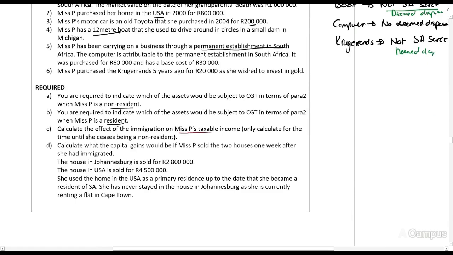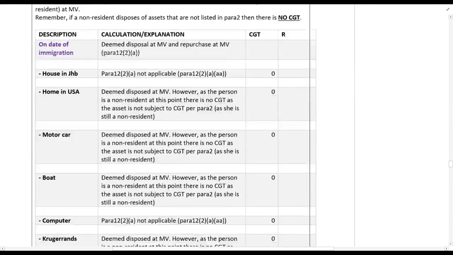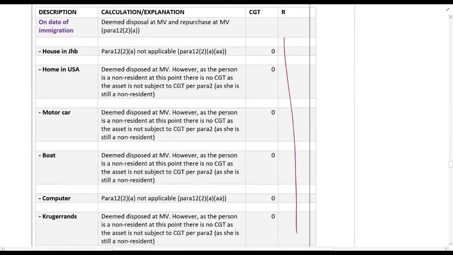What are the effects of her immigration? Right, until she becomes a non-resident in part C. So that's the first thing I just want to show you. That's what we just did now. Can you see there's no implication?